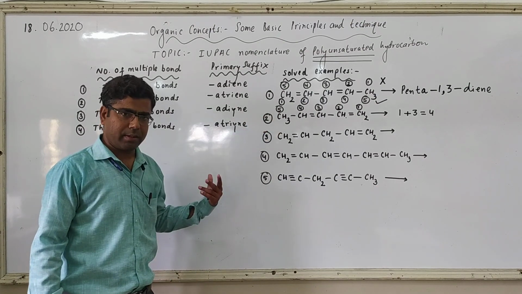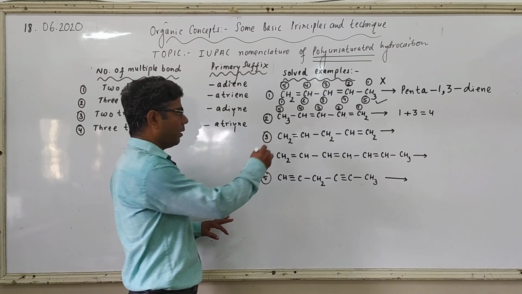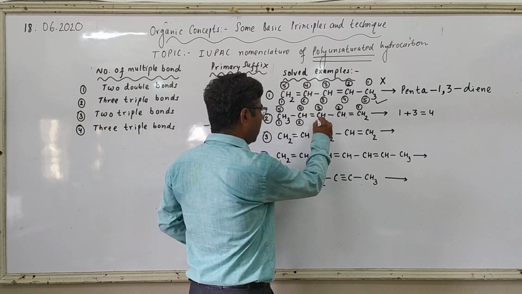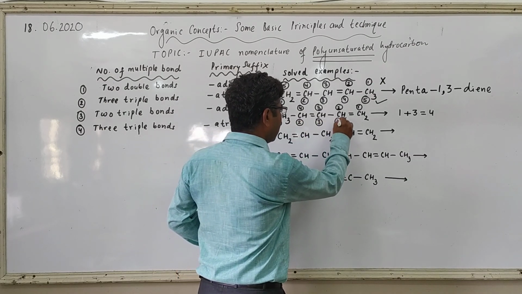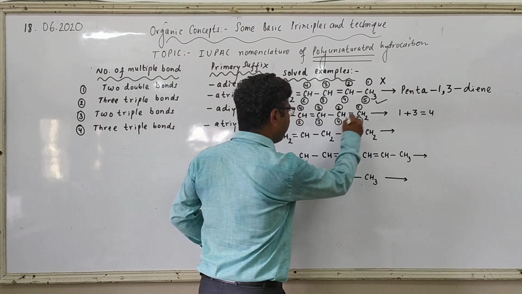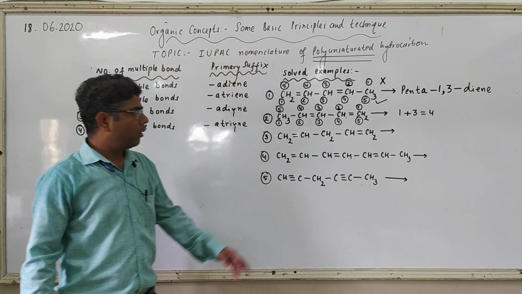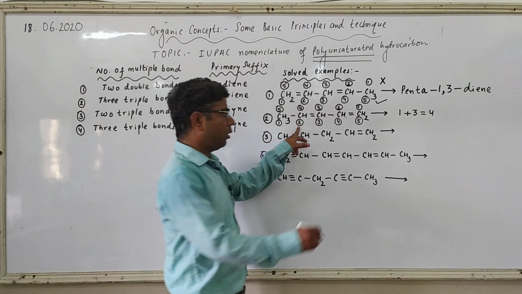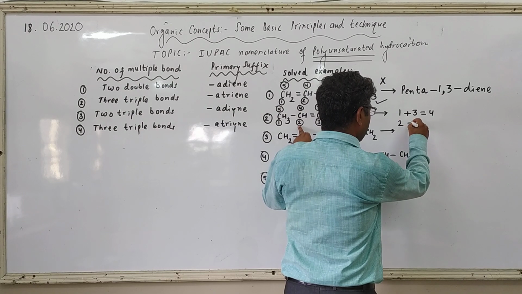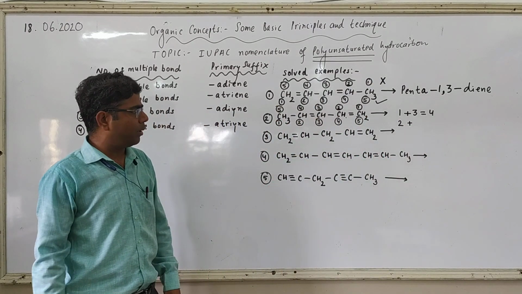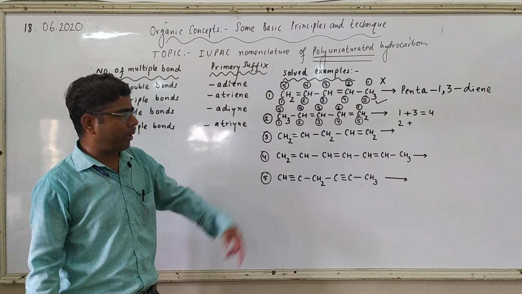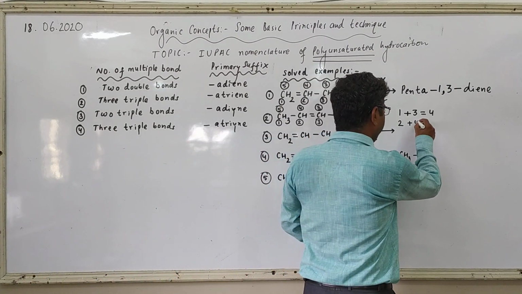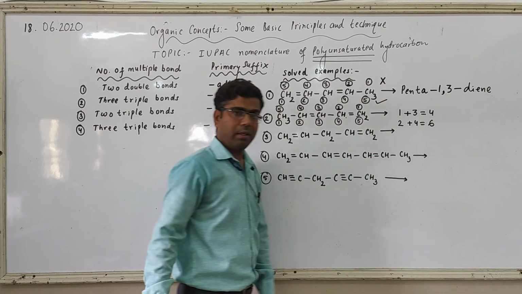Now let us also check from the left hand side. It will be carbon number 1, carbon number 2, carbon number 3, carbon number 4, and carbon number 5. The first double bond is located between 2 and 3. Use the lowest number 2. So 2 is the position for the first double bond. The second double bond is located between 4 and 5. Use the lowest number 4. So 2 plus 4 equals 6.